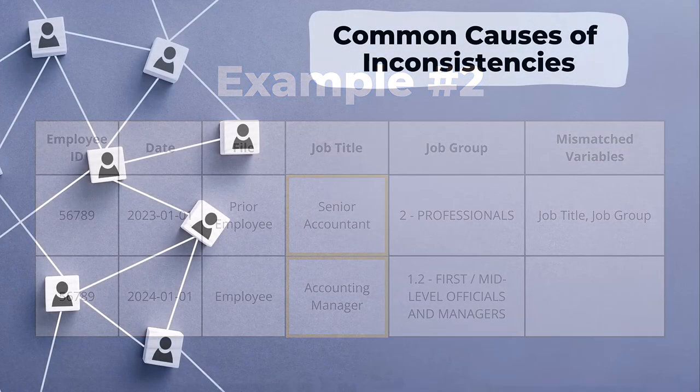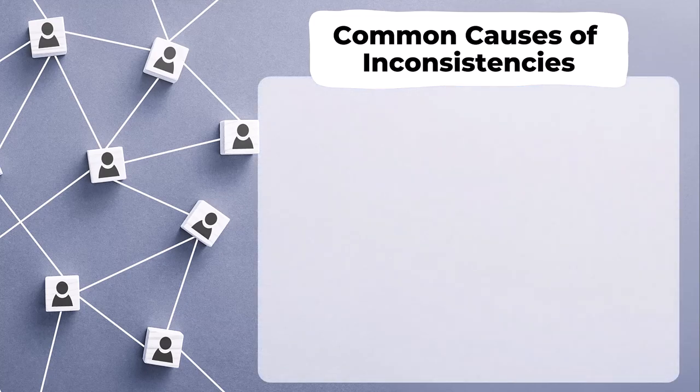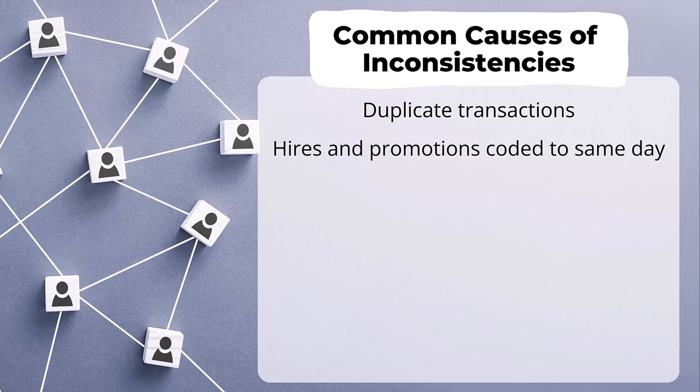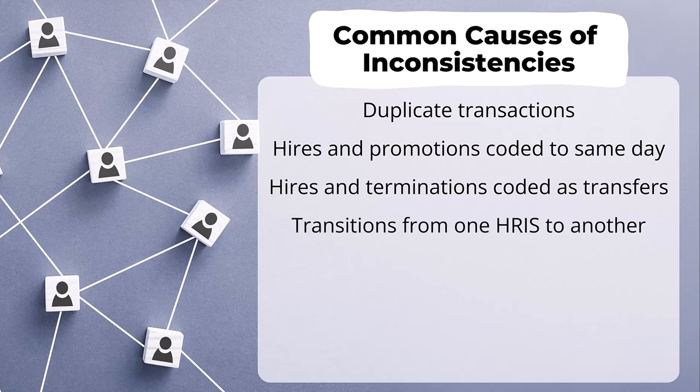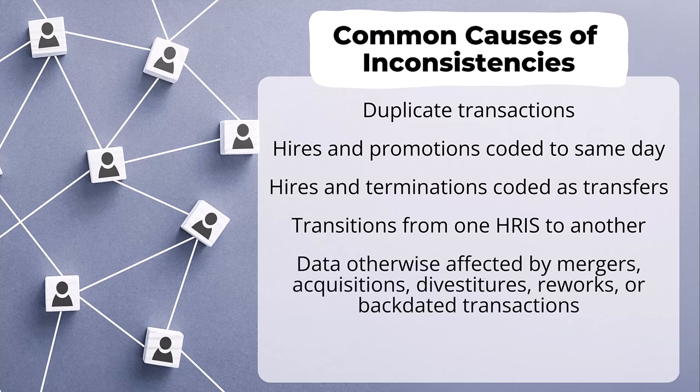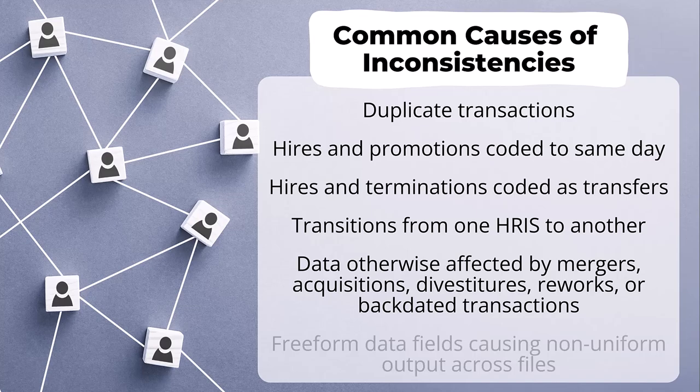Some of the factors that could account for the data errors or mismatches you encounter include duplicate transactions, hires and promotions coded to the same day, hires and terminations coded as transfers, transitions from one HRIS to another during which certain data points are not successfully merged, data otherwise affected by mergers, acquisitions, divestitures, reworks, or backdated transactions, and free-form data fields causing non-uniform output across the files.